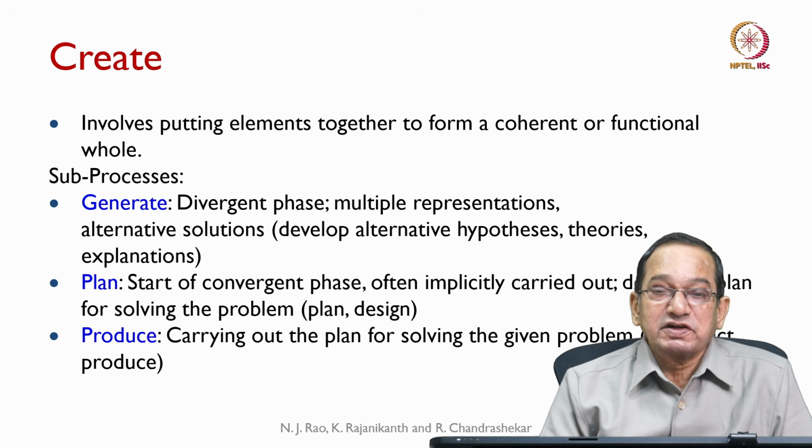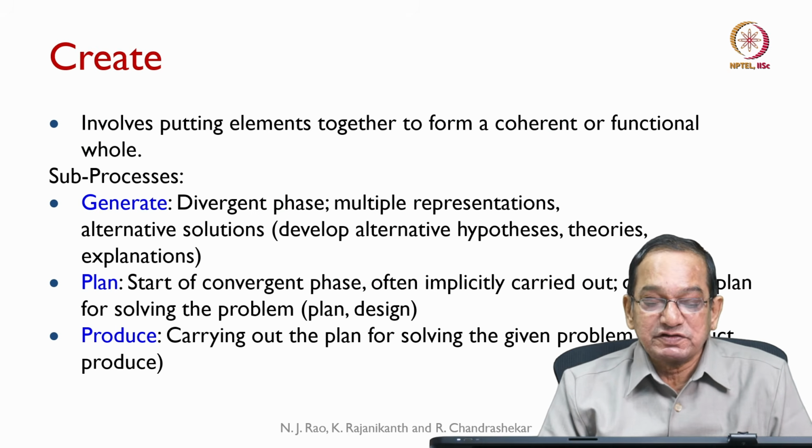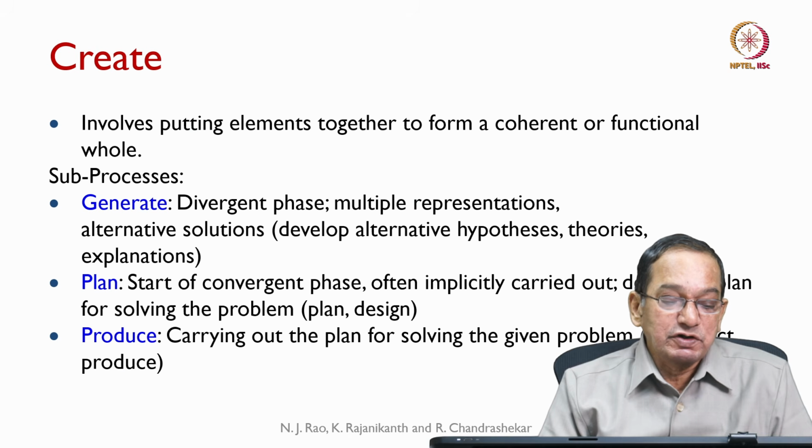The next level, the highest level within the cognitive processes hierarchy of Revised-Bloom's taxonomy is create. It involves putting elements together to form a coherent or functional whole. These sub-processes are generate. This is a divergent phase where multiple representations, alternative solutions are explored. The alternative hypothesis may be developed, theories and explanations may be explored. So, this is a divergent phase.